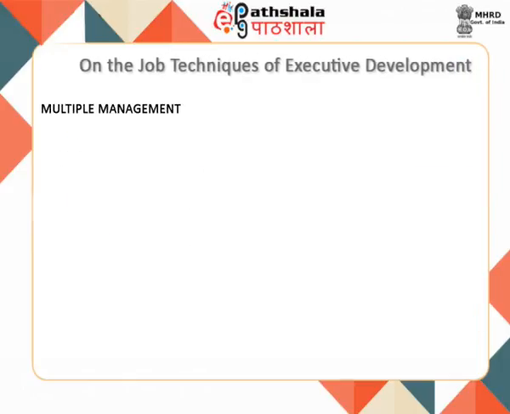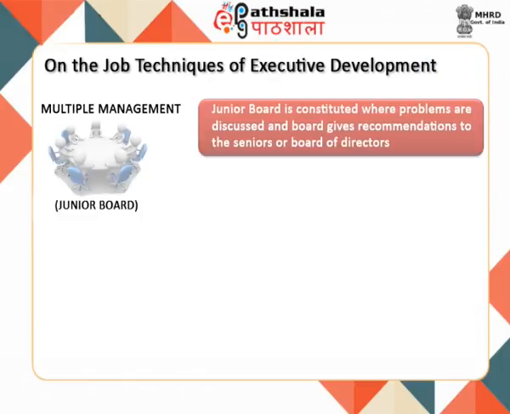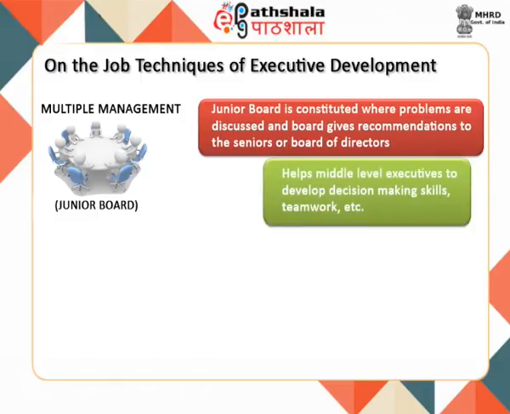Multiple management. In this method, a junior board is constituted for the purpose of training, where problems are discussed and the board gives recommendations to the seniors or board of directors. This method is also called the junior board method. It helps middle level executives develop decision making skills and teamwork, enabling managers to see things from the organization's perspective rather than the individual's.